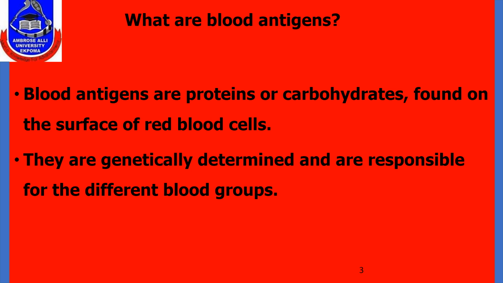Now, what are these antigens? They are simply proteins or carbohydrates found on the surface of red blood cells, and they vary from persons to persons. They are genetically determined and are responsible for the different blood groups.